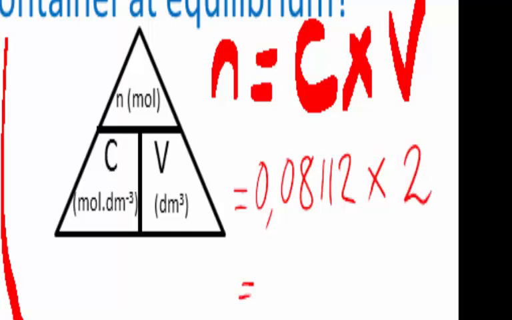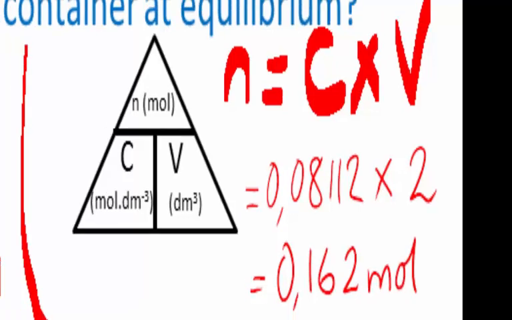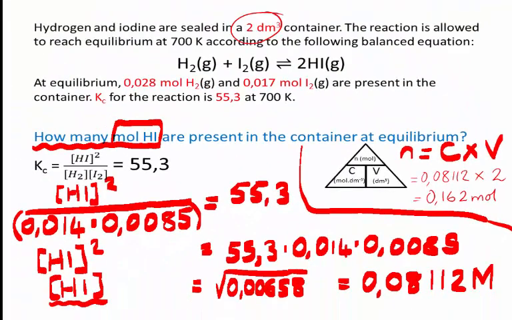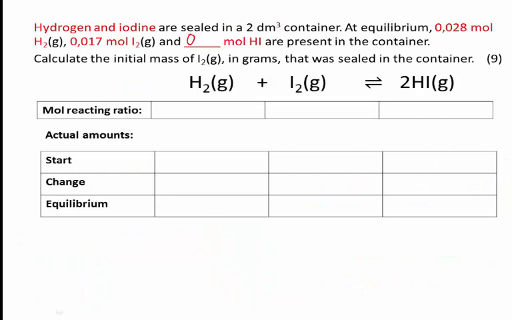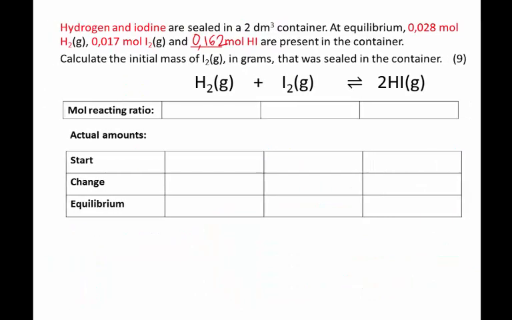We still have the concentration on our calculator. We simply multiply it by 2 and we get the answer 0,1622 and so on. Again, don't clear your calculator, and that is moles. So we've now answered the question, how many moles of HI are present at equilibrium? And that was 0,162.